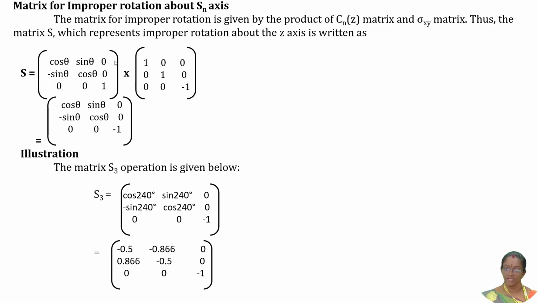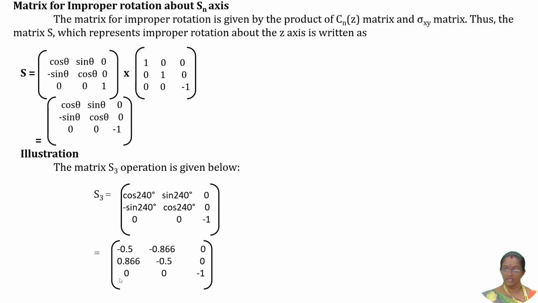By applying Cn as 3, that is order 3, we get the S3 operation. For S3, theta becomes 240 degrees, and substituting the values we get the matrix minus 0.5 minus 0.866 0, 0.866 minus 0.5 0, 0 0 minus 1, for the S3 improper axis of symmetry.